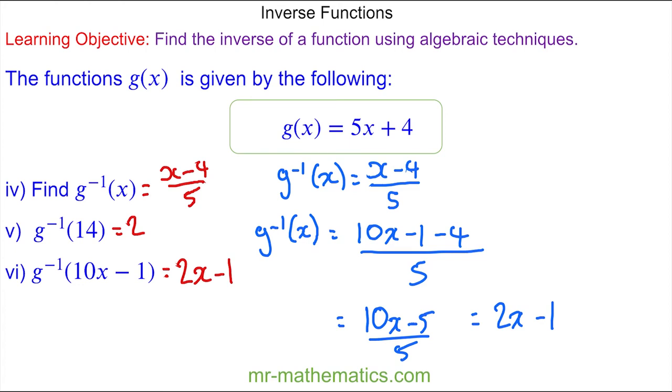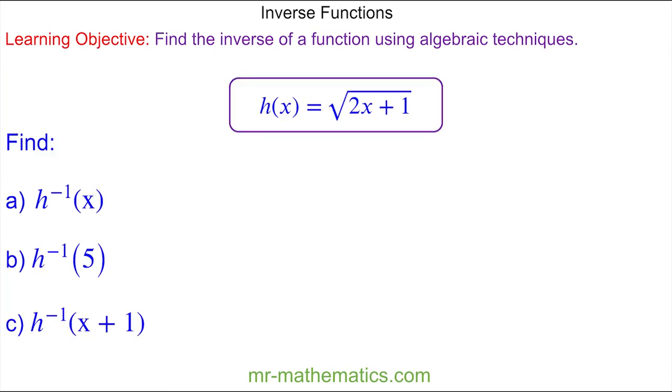Okay, let's try one more question. So finally, we've been given that h of x is the square root of 2x plus 1. Do you want to try and work out questions A, B and C? You can pause the video and resume it when you're ready.